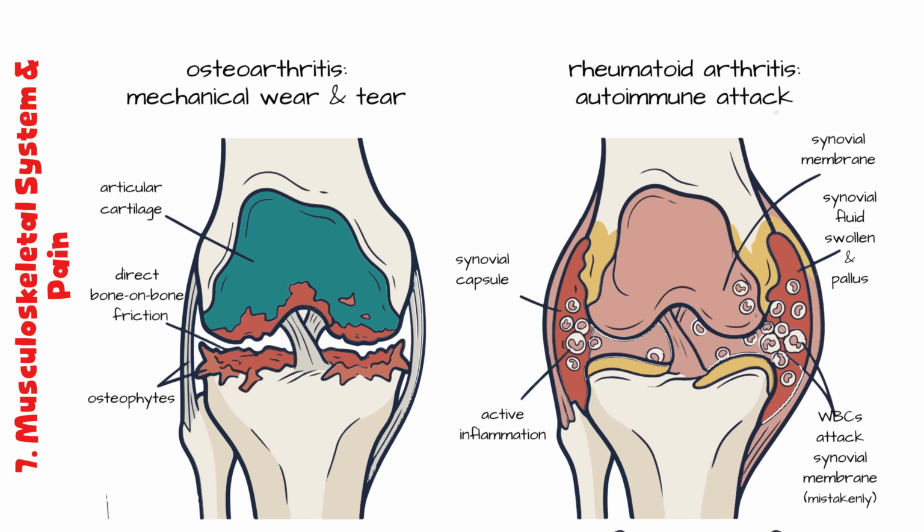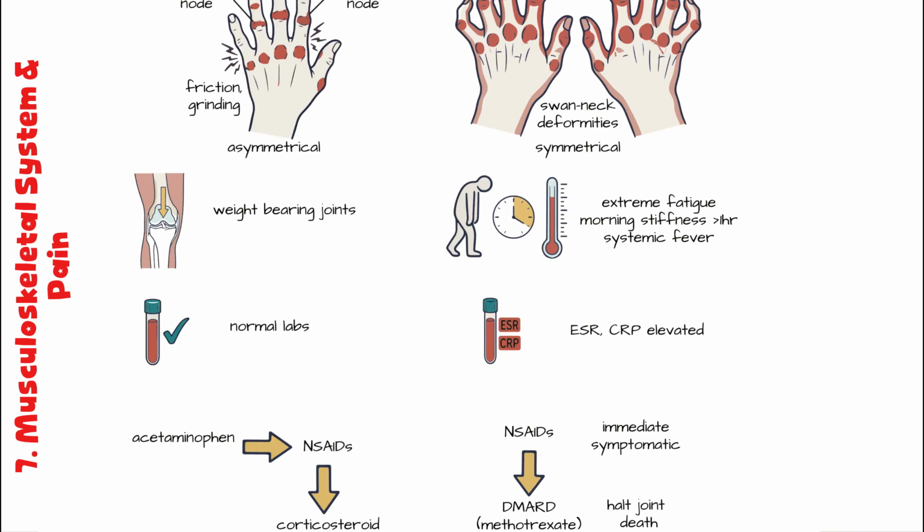Osteoarthritis versus rheumatoid arthritis. Since these two get confused constantly: osteoarthritis is mechanical, asymmetrical, weight-bearing joints, normal labs, and climbs the ladder from acetaminophen, NSAIDs, to a corticosteroid. Rheumatoid arthritis is autoimmune, symmetrical, comes with morning stiffness past an hour, and systemic fever, elevated ESR and CRP, and gets NSAIDs for immediate symptoms, while a DMARD works underneath to actually halt joint destruction.